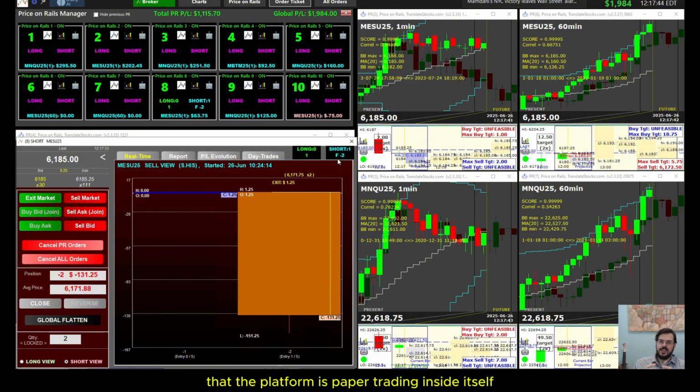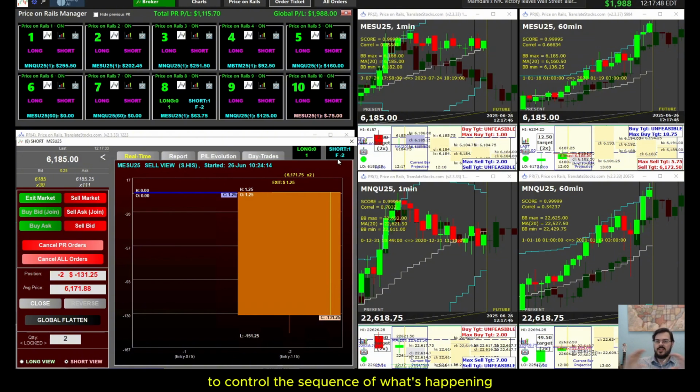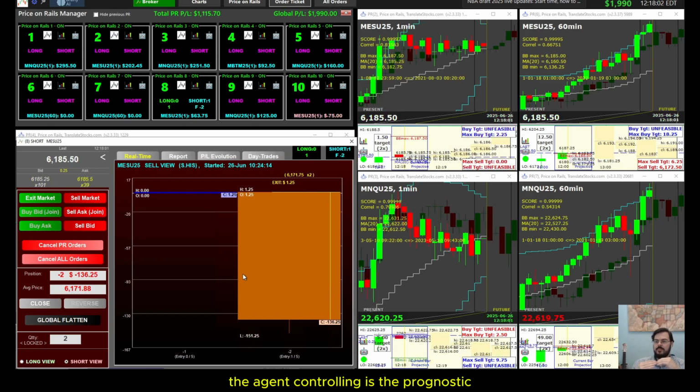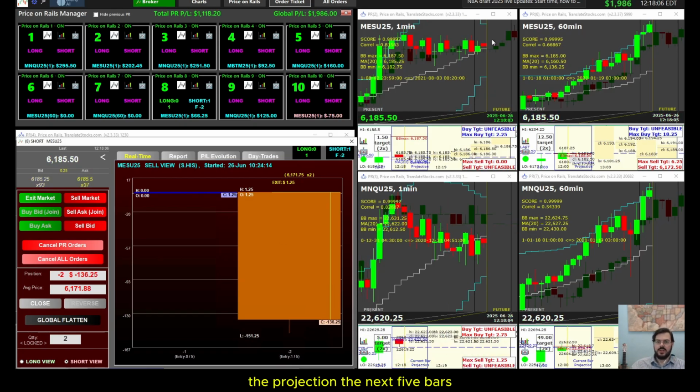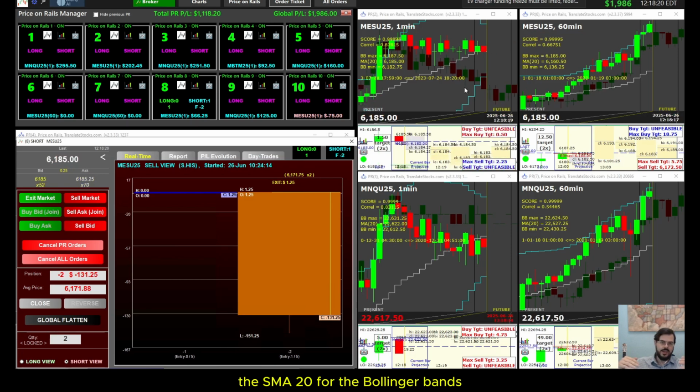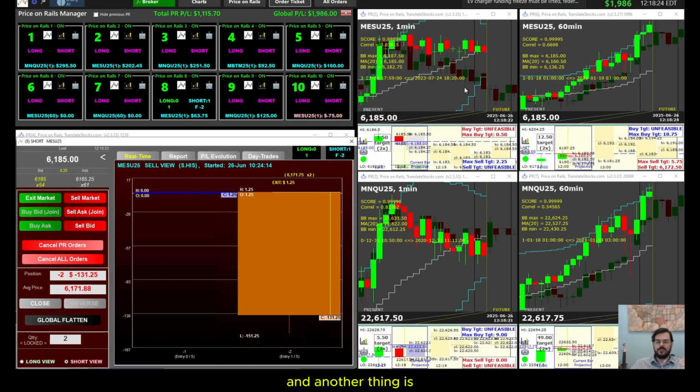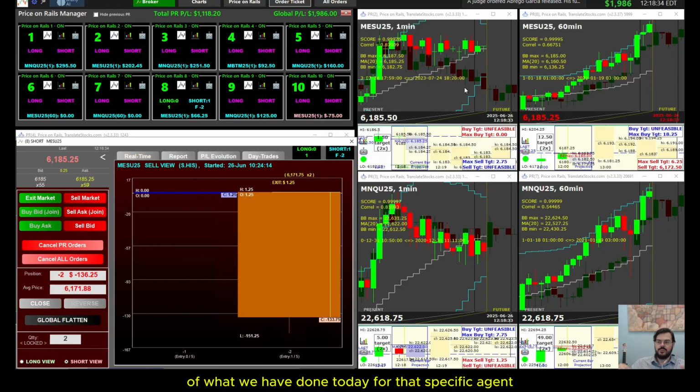So any position that you have with F, and the color blue, is a fake position that the platform is paper trading inside itself, just to control the statistics, to control the sequence of what's happening, because the sequence is important in the AI agent. It's using the sequence of happenings to control everything. One thing the agent controls is the prognostic, the projection of the next 5 bars, the price on rails, next 5 bars. The other thing is what happened in the past, in this case controlled by the standard deviation and the SMA, the SMA 20 for the Bollinger Bands. And another thing, also based on the past, is what was already traded today, the sequence of what we have done today for that specific agent.